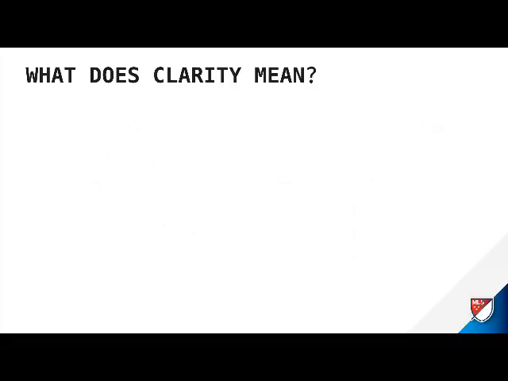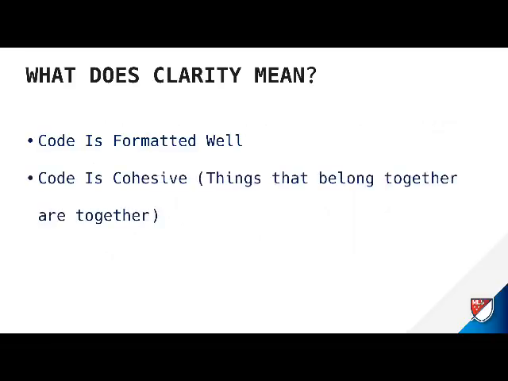So what exactly does clarity mean? It means the code is formatted well, using the same amount of indentation. We're using the same style of if-else brackets, or for any type of scopes, the same block styles, all that good stuff. It means that the code is cohesive. This is a big piece that is missed as well. Things that belong together are together. This is a pattern that is also becoming more prevalent.